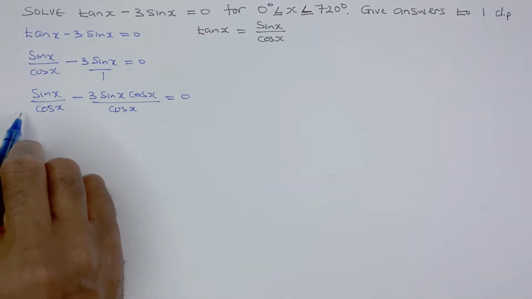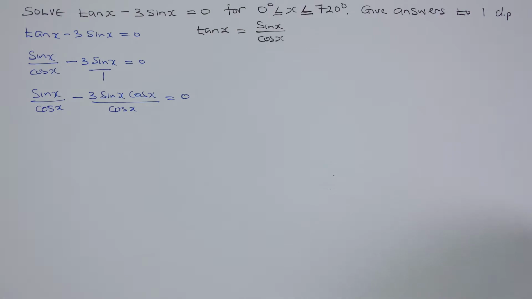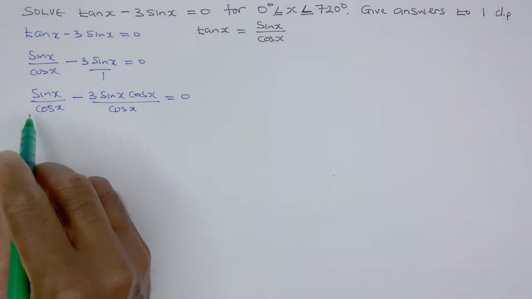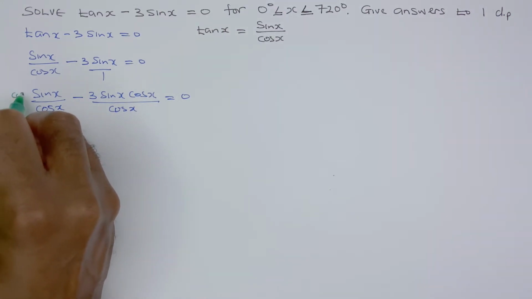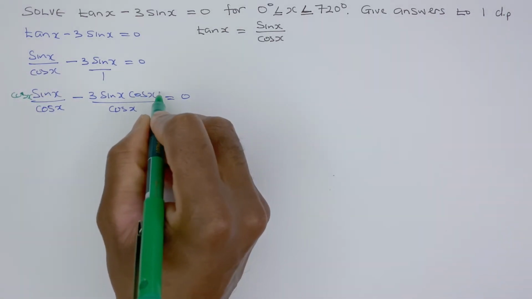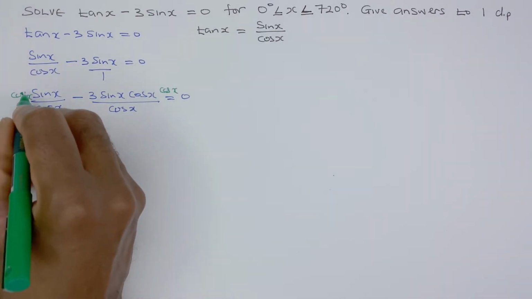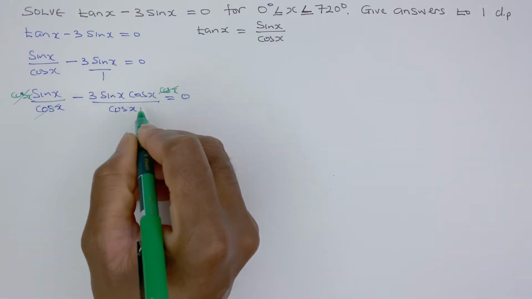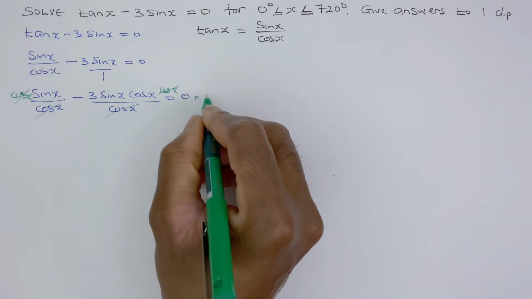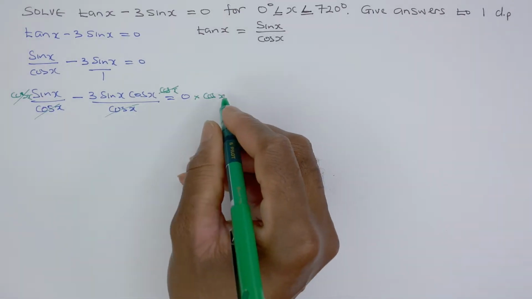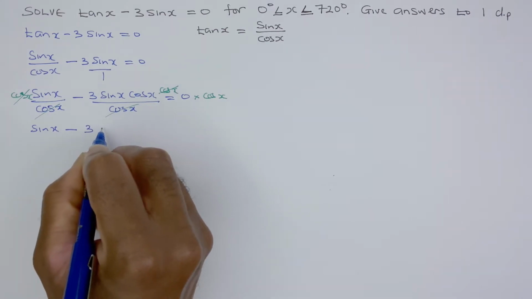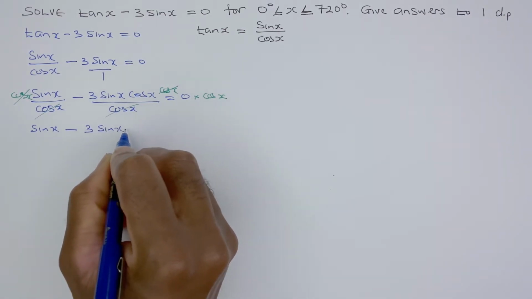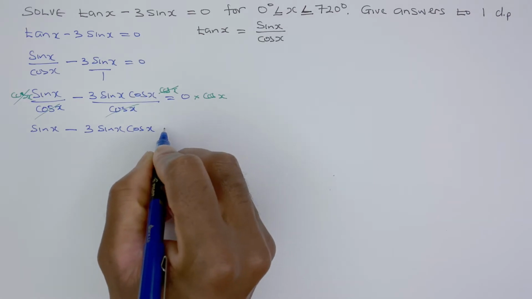Now what I need to do is multiply both sides by cos x so that I can eliminate the denominator. So if I times this by cos x, I need to times that by cos x. Cos x cancels cos x, cos x cancels cos x, and I also times that by cos x, and that's 0. Sin x minus 3 sin x cos x equal to 0.